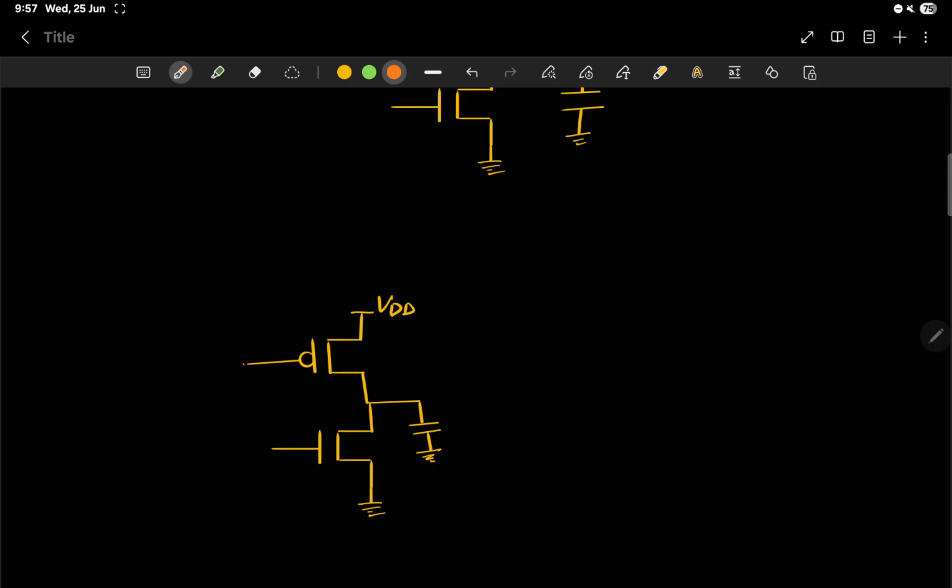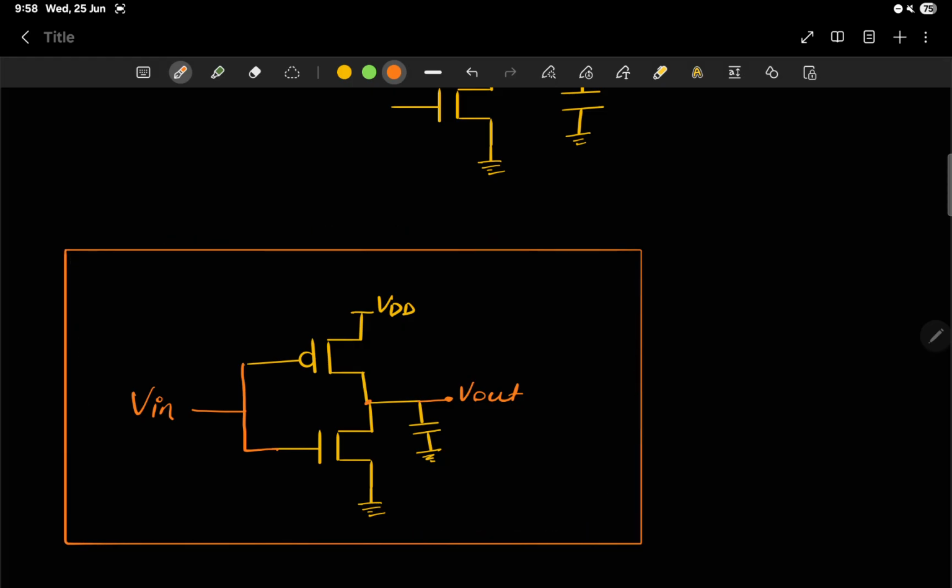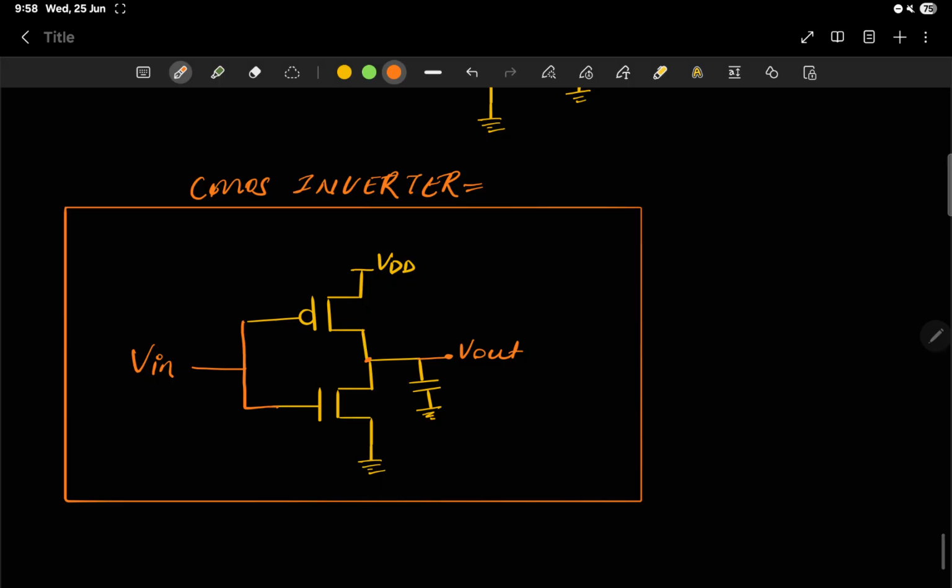And then we will simply connect. We say that this is my Vin, and here I am going to take my Vout, and this circuit is nothing but my CMOS inverter.